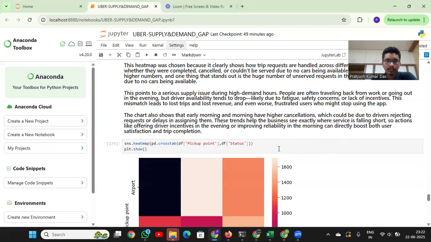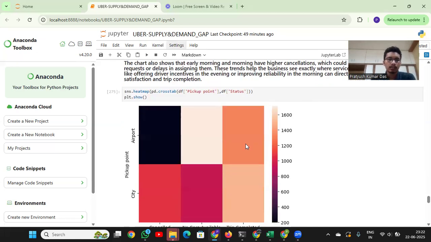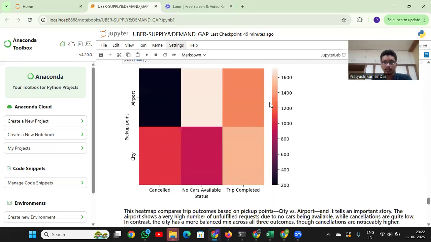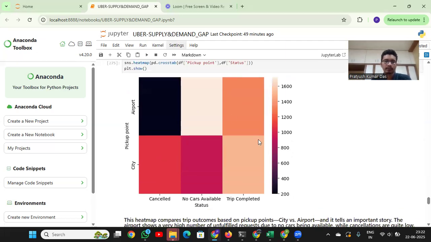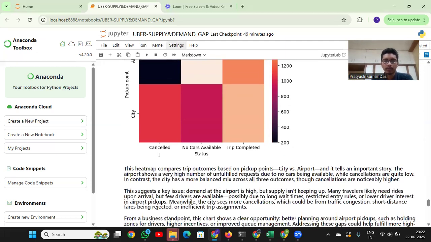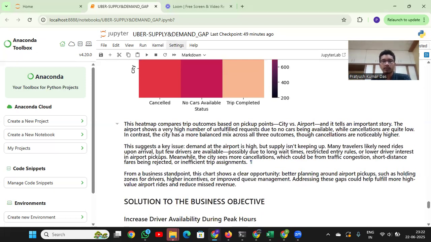The chart also shows that early morning and morning have higher cancellations. We also came across these points before. So our main motive is to boost both user satisfaction and trip completion. For that, we once again came across this particular heat map, which shows the distribution of the trips corresponding to the two pickup points. This is the most important and final part of this EDA, where this heat map compares the trip outcomes and pickup points, and it tells an important story.